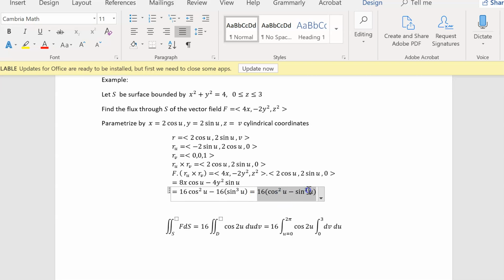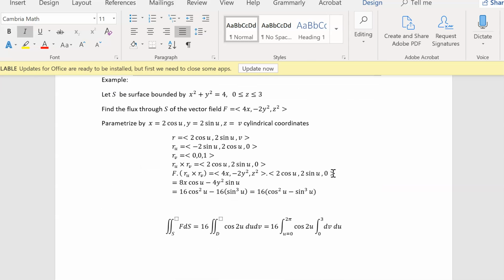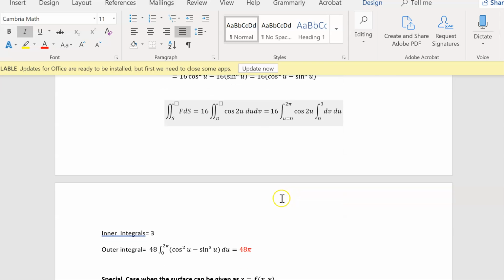So now this is what I'm going to plug up here, because that is your F dot Ru cross Rv. So if I plug that into here, then I actually get a double integral in the region, right, which is spanned by this. So we have u and v, right? Okay, and so now it's a matter of taking this. I can take the 16 outside, and then I have dv, and if I do the inner integral, which is just 3, the 3 comes out in 48, and then cosine squared u minus sine cubed u.